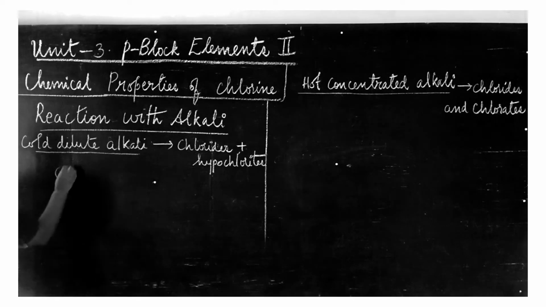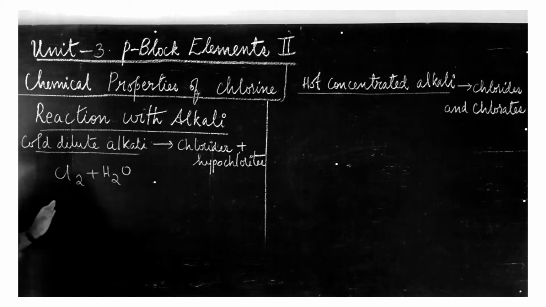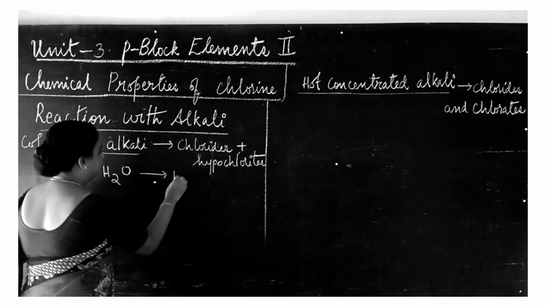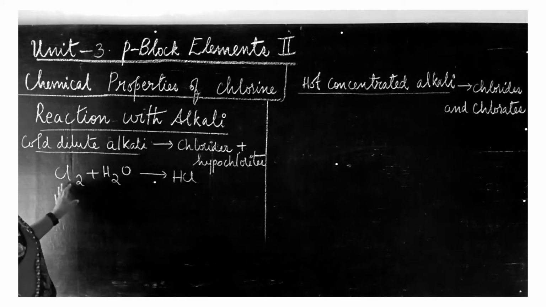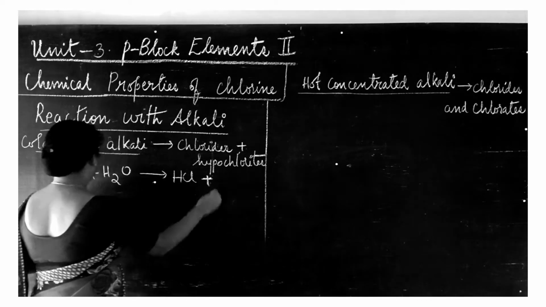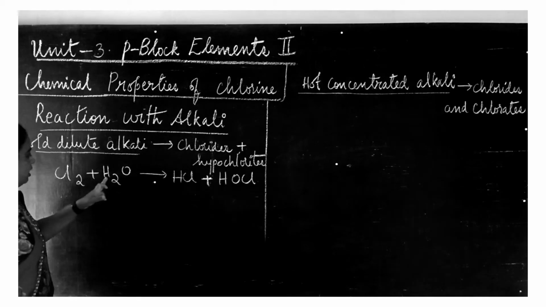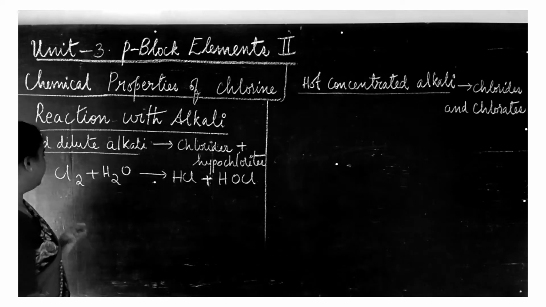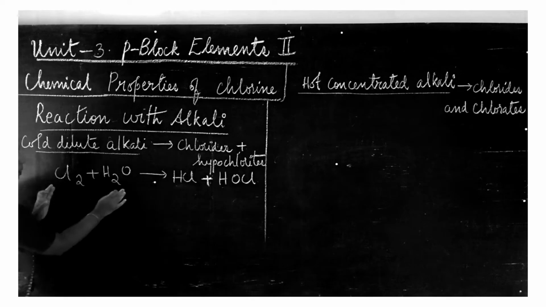So here chlorine first reacts with water. When chlorine reacts with water, what do you get? You get hydrochloric acid, that is HCl, and HOCl. This oxygen and this one hydrogen combine with another chlorine and form HOCl. These are the two products you get when chlorine combines with water.